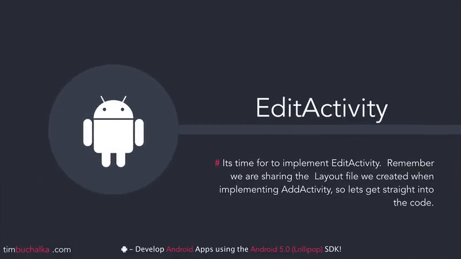So let's move on now and implement the edit activity class. Now we're going to reuse the same layout file that we created for the add activity, so that's going to make it a little bit easier for us. And we're going to actually copy and paste a lot of the code from add activity because it is very similar, so this shouldn't take that long. So let's make a start.